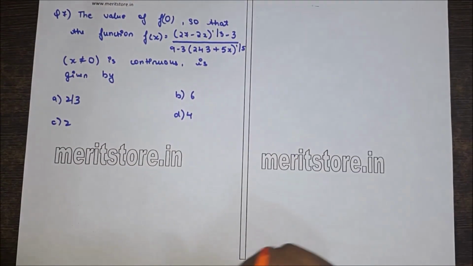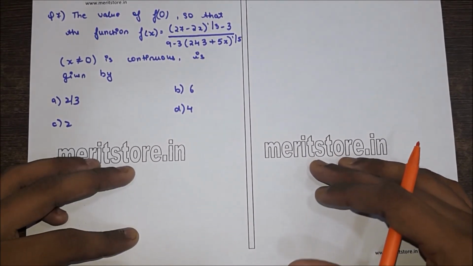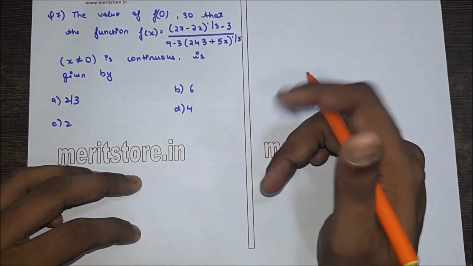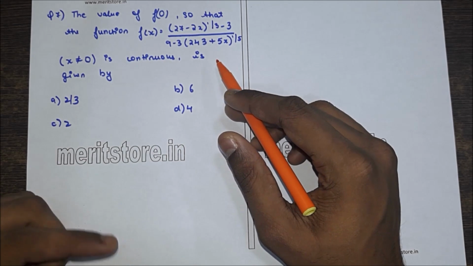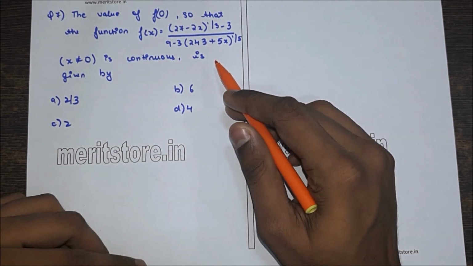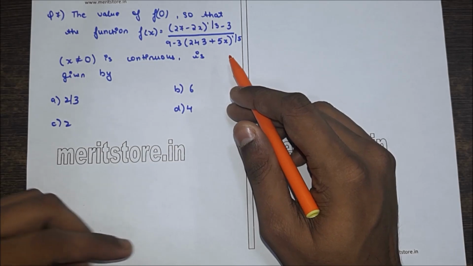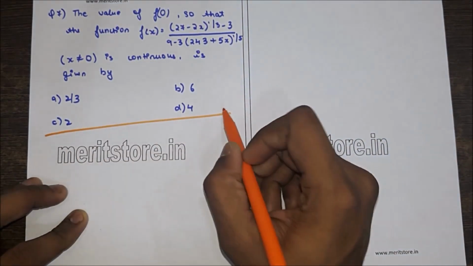Find the value of f of 0 so that the function f of x equals (27 minus 2x) raised to 1 by 3 minus 3, upon 9 minus (243 plus 5x) raised to 1 by 5, where x is not equal to 0, is continuous. It is given by: a, 2 by 3; b, 6; c, 2; or d, 4.